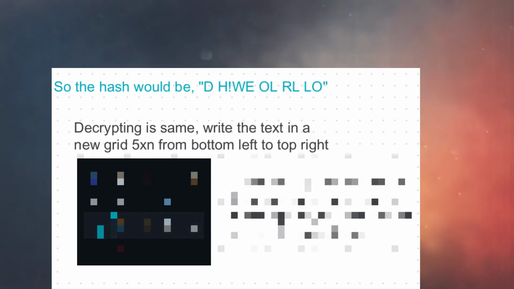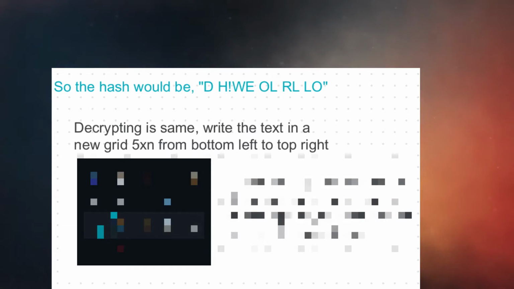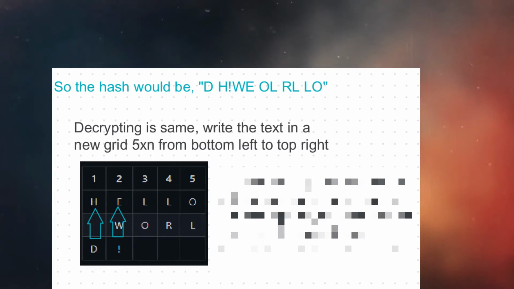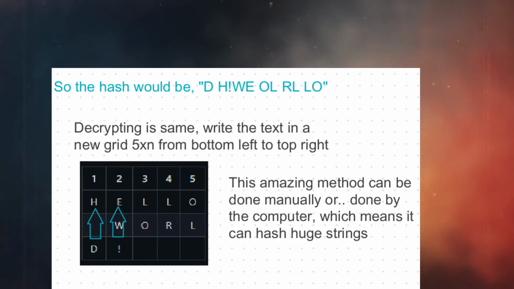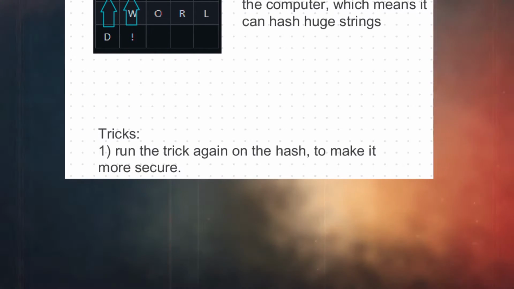Decryption is similar. You just need to write the text in a new grid with the breadth of 5 and the length of n in a similar way. This method can be done manually or done by the computer, which means it can hash huge strings. Now there's a small trick. You can run the trick again on the hash to make it more secure.